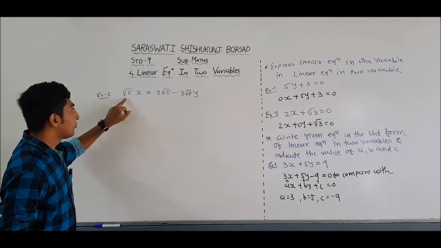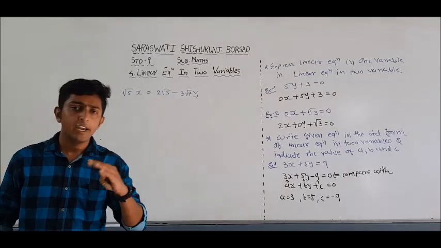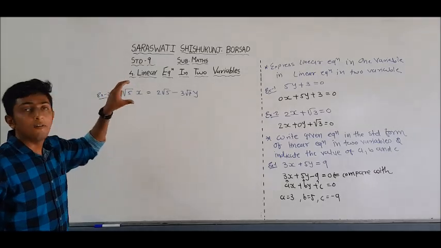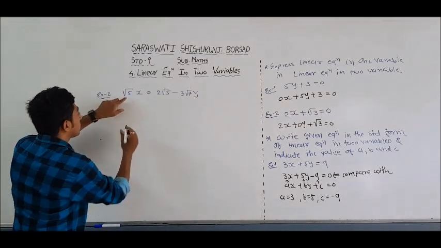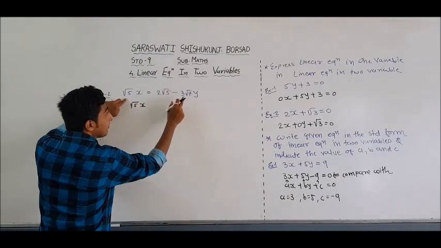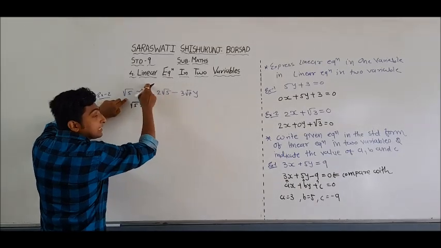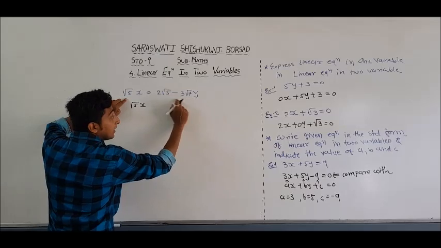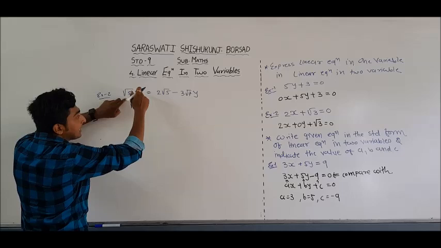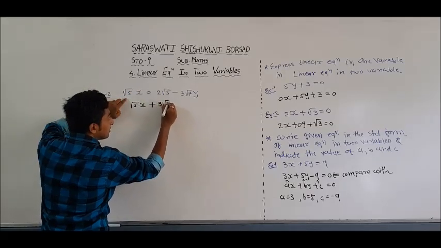Let us see another example. Root 5x equal to 2 root 5 minus 3 root 7y. First of all, we have to make the standard form of a linear equation in two variables. The x term is root 5x, then the y term. The y term is on the RHS. Whenever it goes to the left hand side, the sign will change. Here the sign of the y term is negative, so on the left hand side the sign is positive. So the sign is plus 3 root 7y.